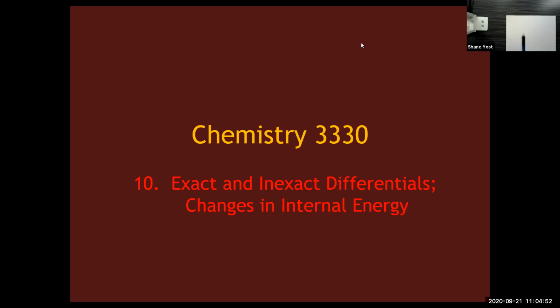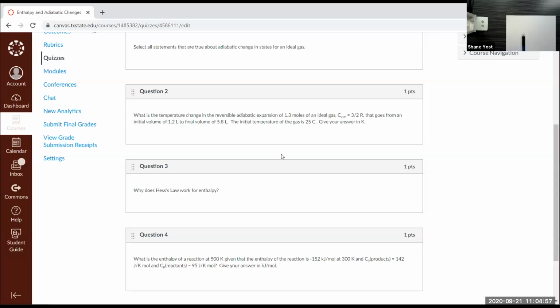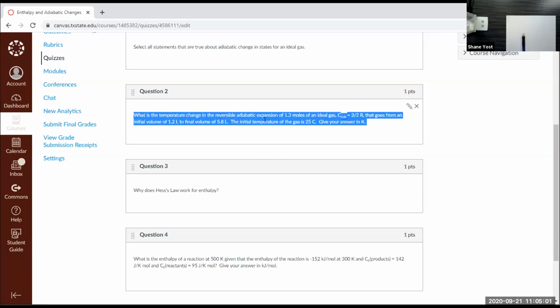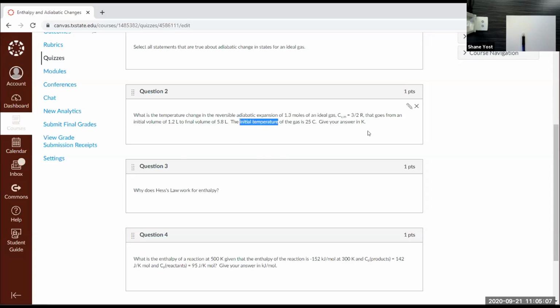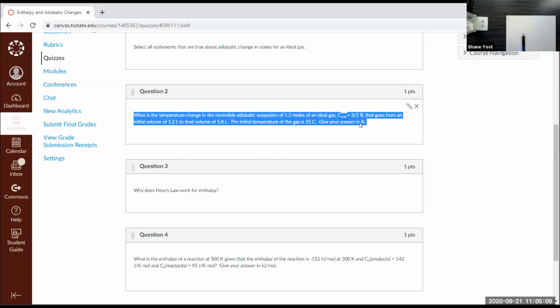I guess I can share and present. So the question is question number 2. And here the question says, what is the temperature change? And the answer is the final temperature, not the change in temperature. So I'll have to update that when I do it. So thank you for pointing that out.